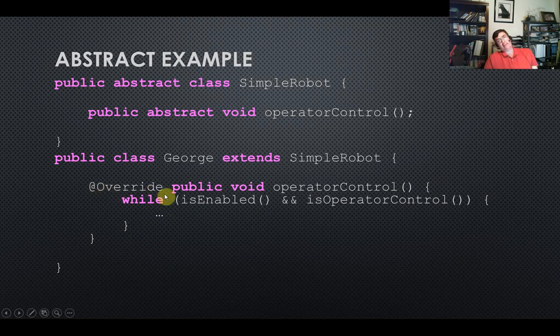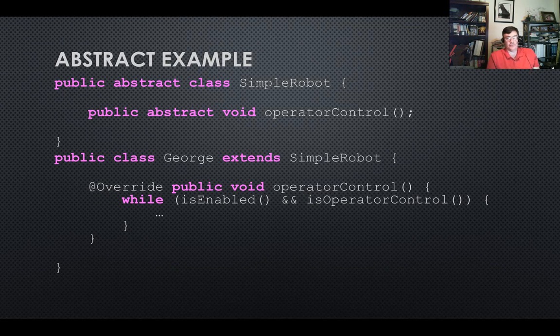I've also put a Java annotation here. I haven't gone over what a Java annotation is, but trust me, you will like them, so plan on using them. But basically, it's a command to the compiler that says, this method, operatorControl, must override something in the base class SimpleRobot. What if I misspelled operatorControl? Instead of creating a new method in addition to the abstract method, this will throw an error right then and there and say, hey, wait a minute, you said this was supposed to override something, but its signature does not match exactly one of the methods in the base class.